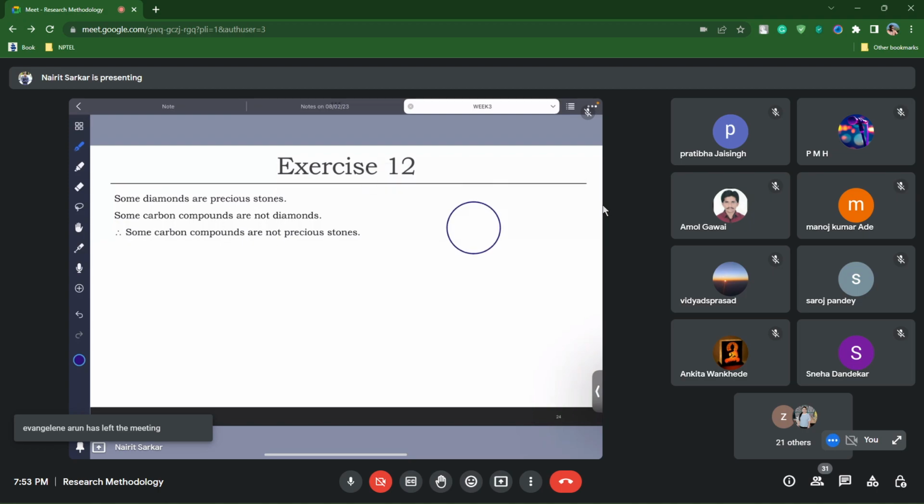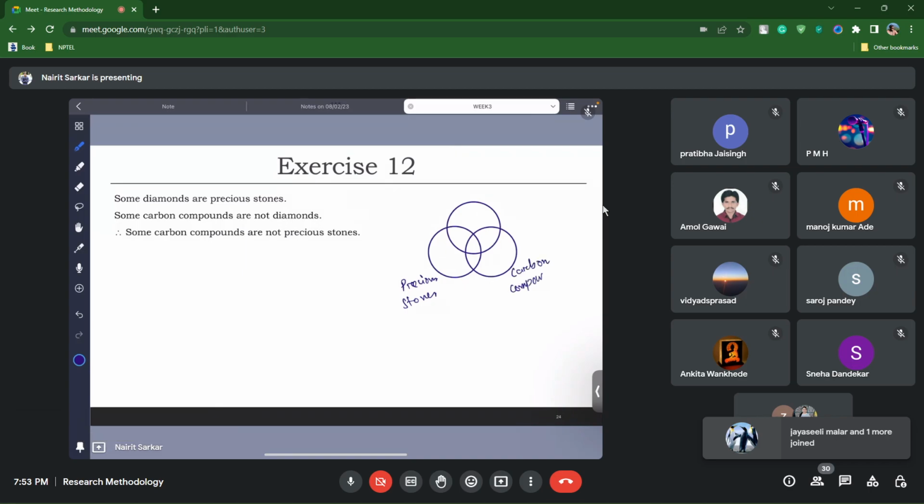Then this one should be interesting. Stones and diamonds. Carbon compounds. This is precious stones. Carbon compounds, and then diamonds. Some diamonds are precious stones. So we put X in the middle. Okay. Then some carbon compounds are not diamonds. So here, right?